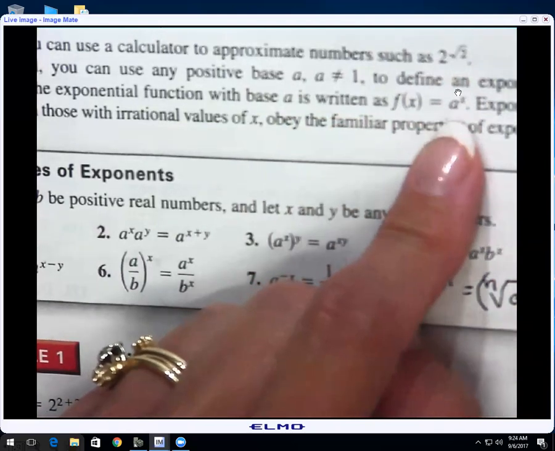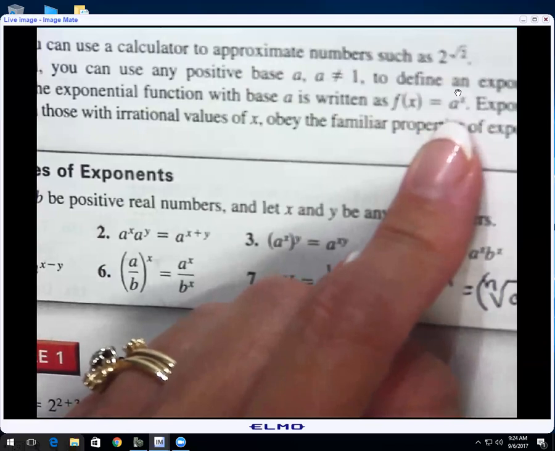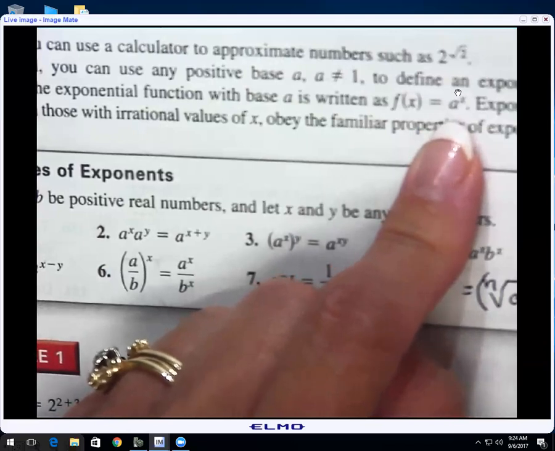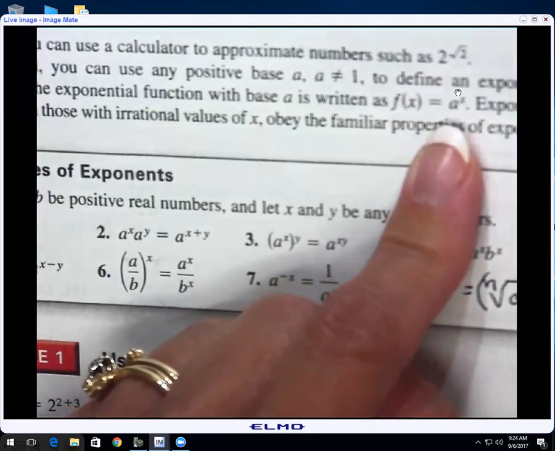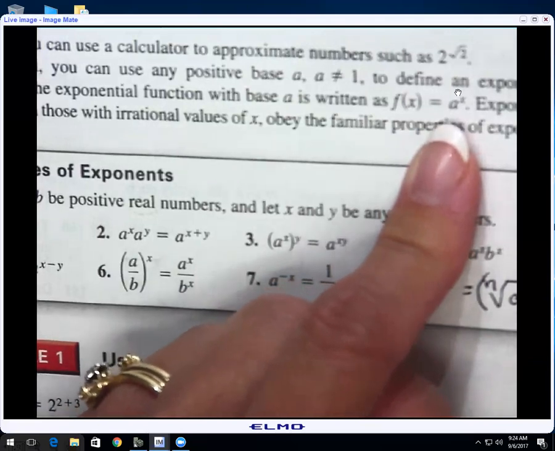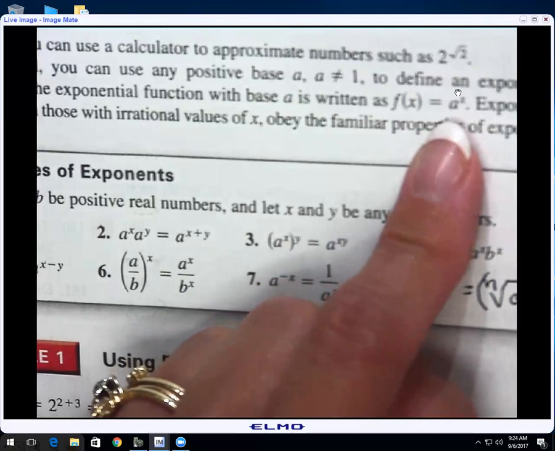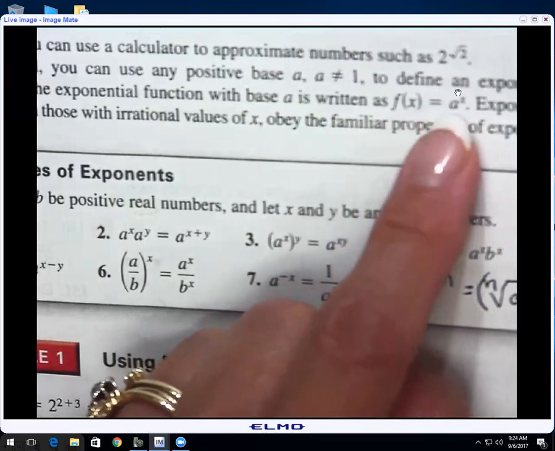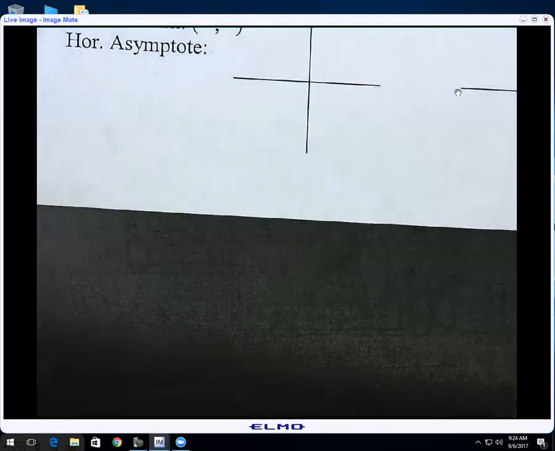The reason I'm not going to use negative bases is because my graph would bounce all over the place. When I raise a negative to an even power, I get a positive, but if I raise a negative to an odd power, I get a negative. That graph wouldn't be nice and smooth. We're going to talk about the nice smooth graph of f of x equals a to the x, where a is not equal to 1 and a can't be negative. We'll graph it in just a minute.